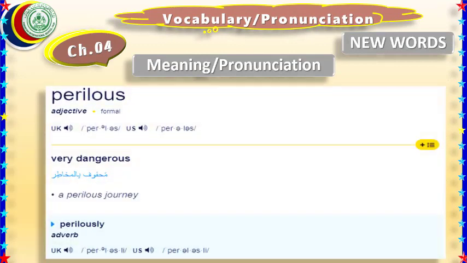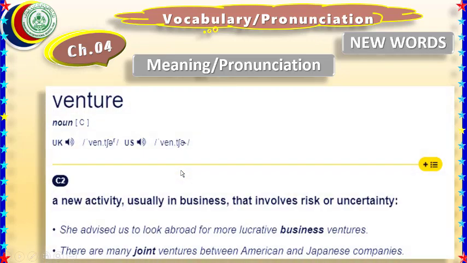Dear students, now we have come to the lesson. Here are a few words. We shall learn to pronounce them correctly. For example, this first word is perilous. Perilous means very dangerous. It can be a journey, whatever the thing is.